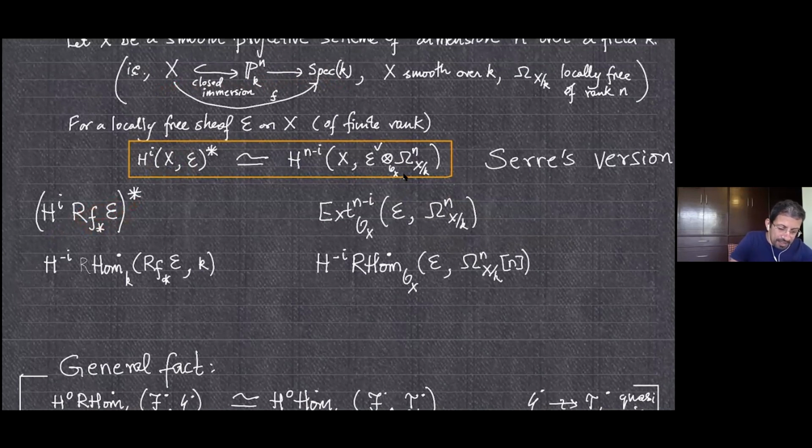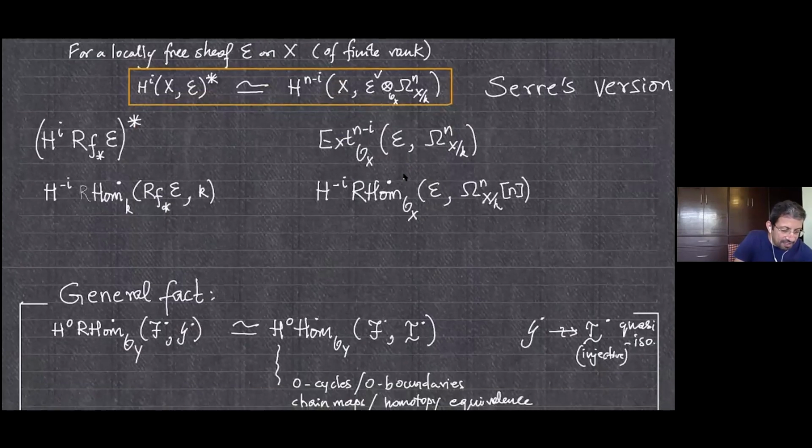And on the other side, again, we mentioned this last time. Instead of putting E dual, you can put E here, and then you are looking at Ext^(n−i) between E and omega_n. The derived category version would be that this is nothing but looking at the minus ith homology of this complex, and this complex is RHom over K of Rf_* E comma K.